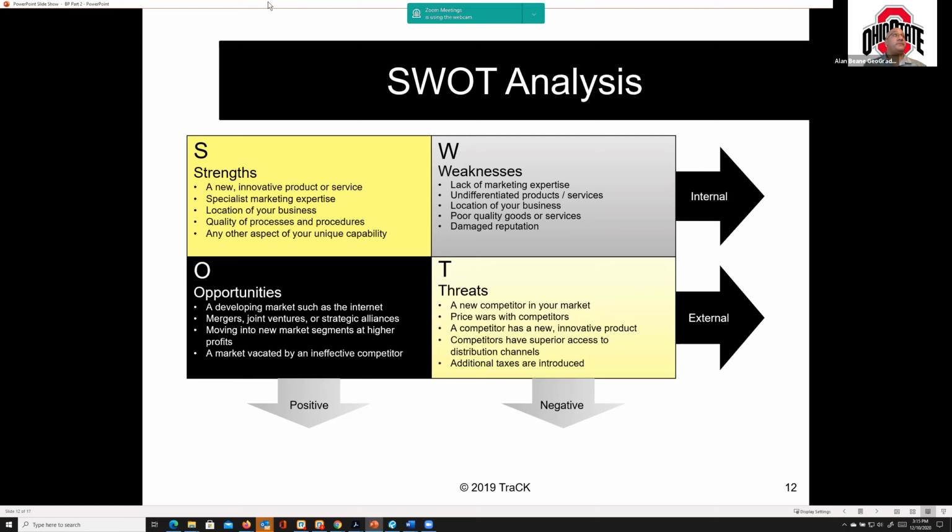What your strengths are. Is it a new innovative product or service? Do you have specialist marketing expertise, people that have a lot of contacts and have worked in business development? Is the location of your business a strength? Is it the quality of your processes and procedures, or even, like I was mentioning just a little bit ago, even having processes and procedures so that you yourself and the people that work with you have a starting point? It's not like everybody has the ability just to do it the way they want to do it, because that can lead to some very inconsistent and unpredictable results.